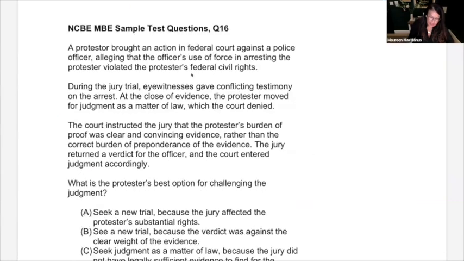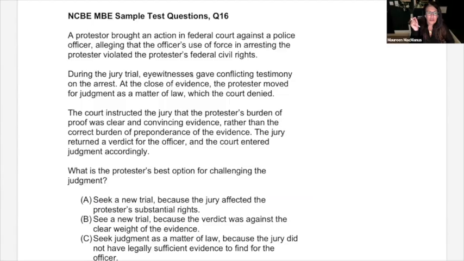Let's look at number 16, the next one here. Start with the call of the question. What is the protester's best option for challenging the judgment? Here I look above, there's not a motion mentioned in the call of the question. So we're going to just go to the top here. A protester brought an action in federal court against a police officer. So we have protester v. police officer, alleging that the officer's use of force in arresting the protester violated the protester's federal civil rights. So here we have a federal question. I'm going to make a note of that. I don't have to worry about all of the diversity stuff.